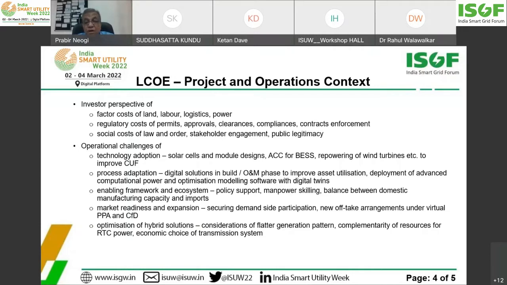So in terms of technology adoption, I've just cited some of the examples, but the choice is yours as to what you would like to speak on: process adaptation with focus on digital solutions and adoption of digital twins; on framework and ecosystem, what indeed is needed for policy support and what needs to be done; the market readiness and expansion, how we can have the demand side participation reinforced, or do we look at new models like virtual PPAs and contract for difference; and finally the hybrid solutions and what should be the considerations for implementing these solutions under requirements of a flatter generation pattern or the complementarity of resources which will produce RTC power, or the economic choice of transmission system.